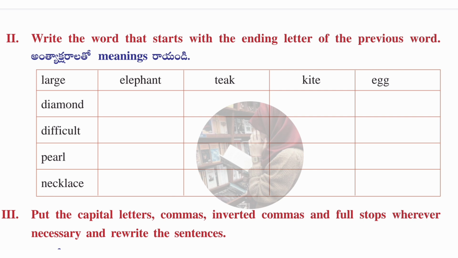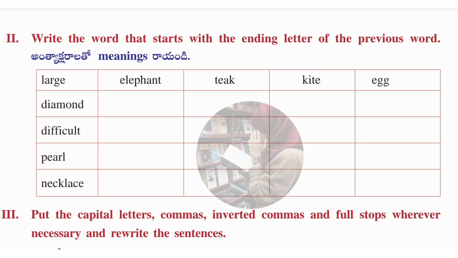Now see the second Roman, which is write the word that starts with the ending letter of the previous word. Okay, here one table is given which has 5 columns. The first letter they have already given, and we have to make a chain of words, which means we have to write the next word starting with the ending letter of the first word. Like that. First one is large, E is the ending letter, that's why elephant. T is the ending letter, that's why teak. K is the ending letter, that's why kite. E is the ending letter, that's why egg. Like that we have to make the rest of the words.